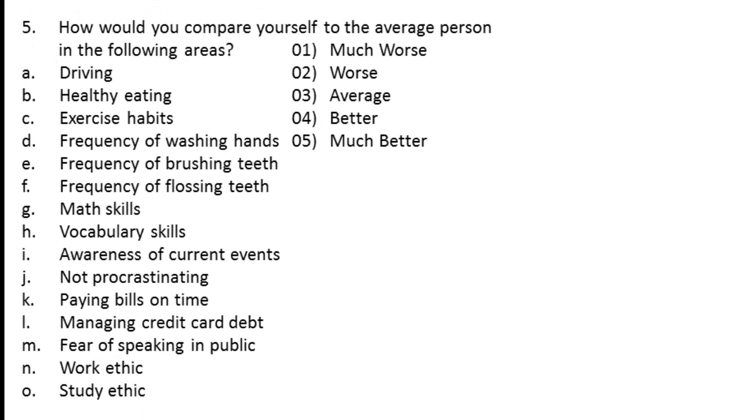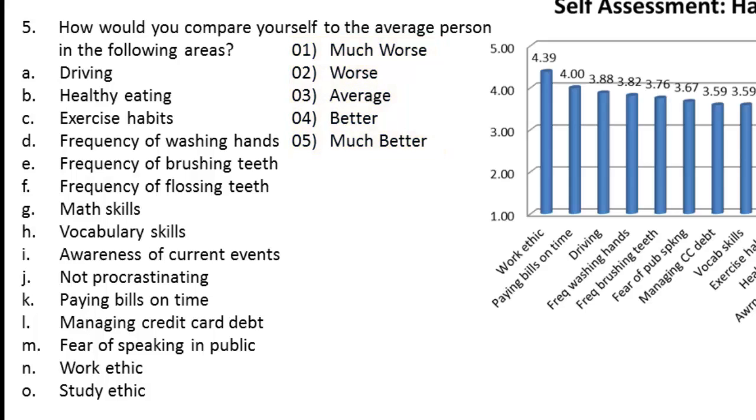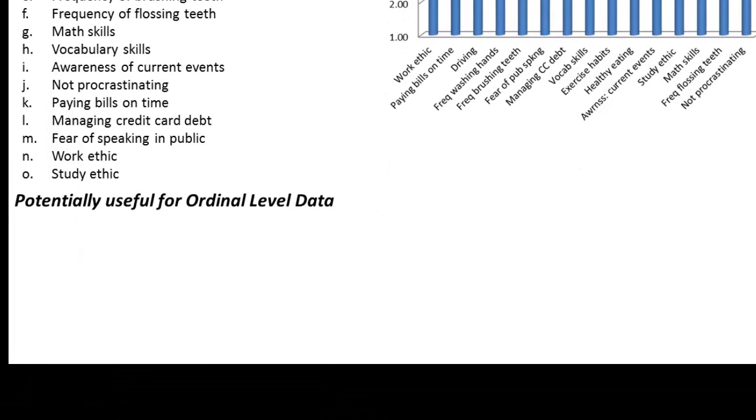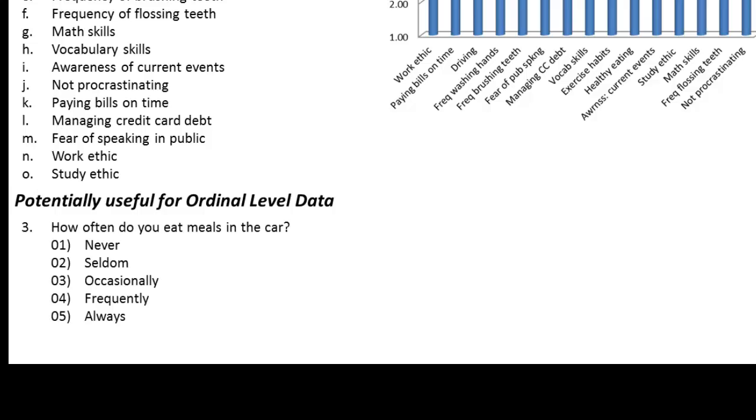You also could run means on these scale ones. We asked people to rate things from much worse all the way to much better, so it's a 1 to 5 scale. We might want to have means on every one of them, and that way we could plot to determine which ones had the highest means. Potentially, I said it could be used for ordinal level data, such as how often do you eat meals in the car? That is ordinal level.